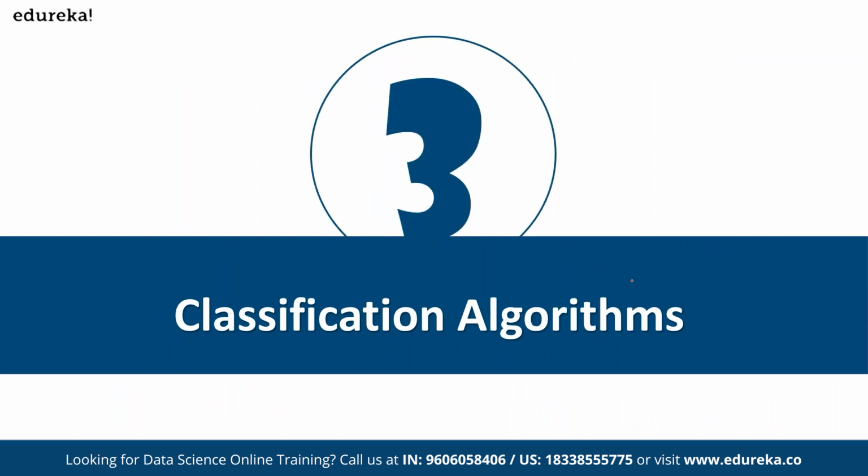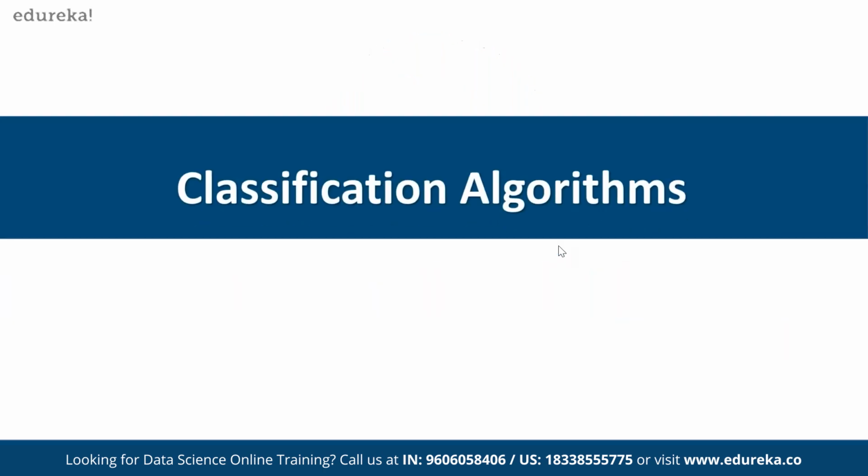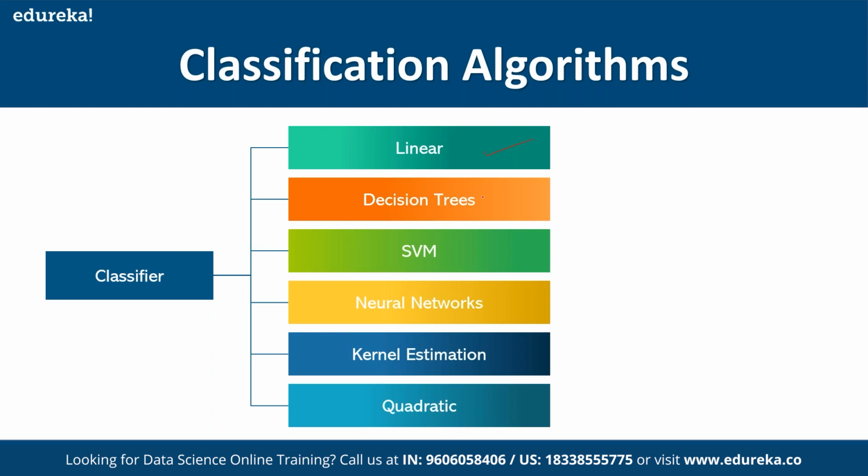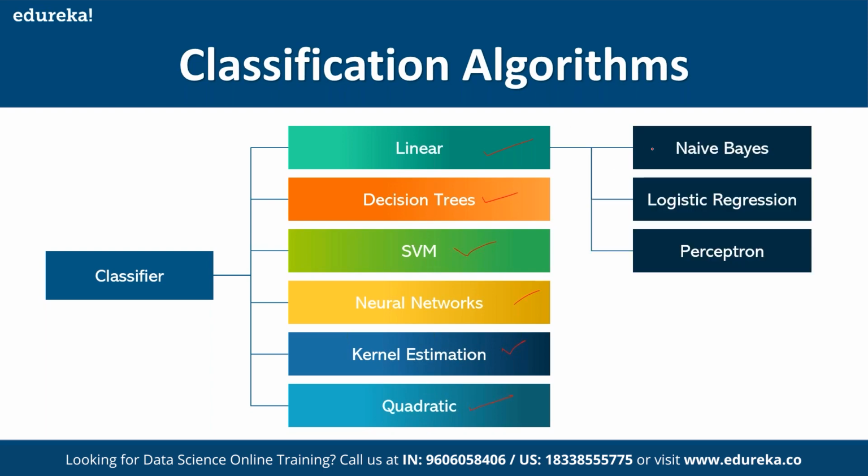Now, which are the classification algorithms? So now you know which kind of problem you are going to face today. You are trying to solve a classification problem. First you need to know what tools or algorithms are available to solve it. They are linear, decision trees, support vector machines, neural networks, kernel estimation, and quadratic. In linear, you have naive Bayes, logistic, and perceptrons. How many of you are understanding? These are different algorithms which I can choose to train the model to predict which categories the input data belongs to.